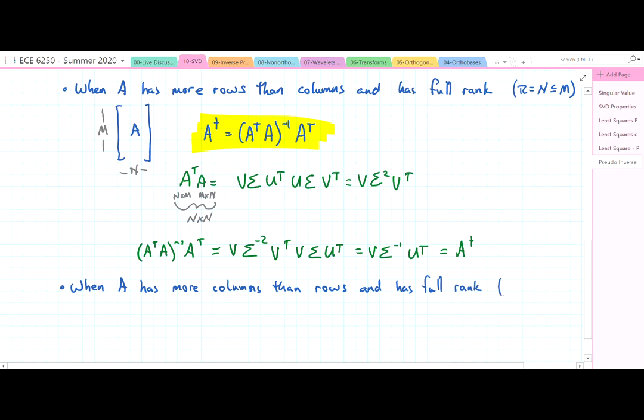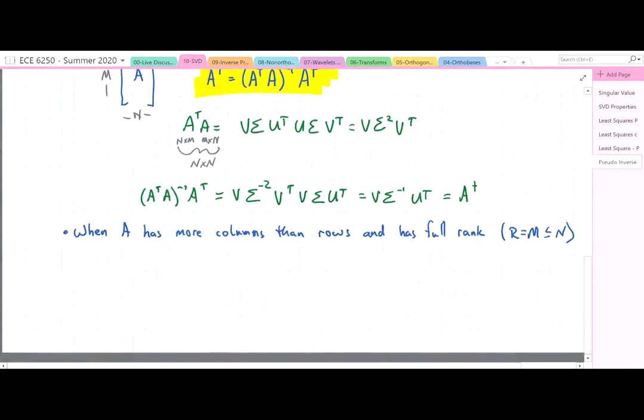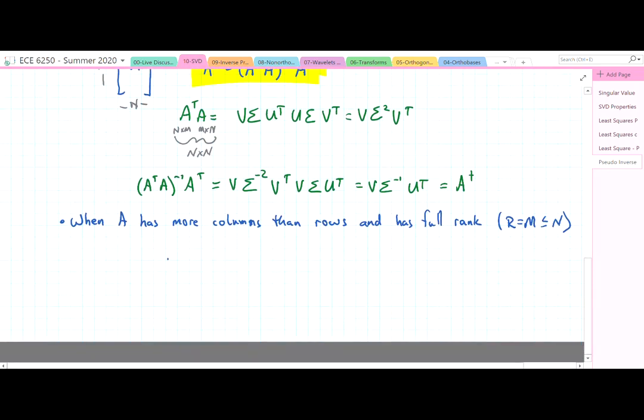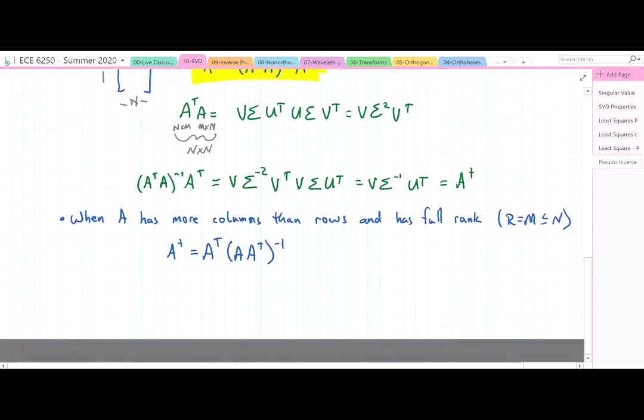So in this case we have R is equal to M, which is less than or equal to N. Then we have that A transpose A is invertible, as we did before, and we find A dagger is equal to A transpose (A A transpose)^-1. So this happens when A is short and fat.